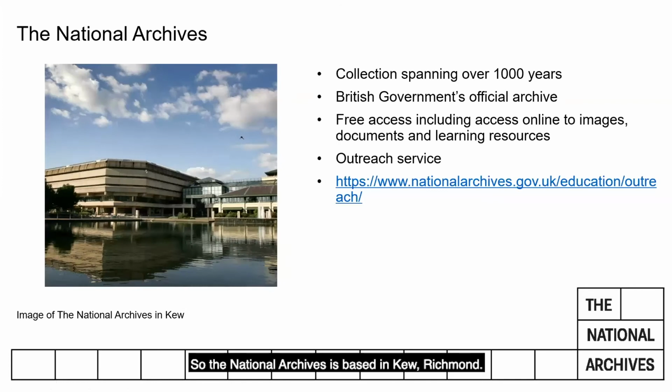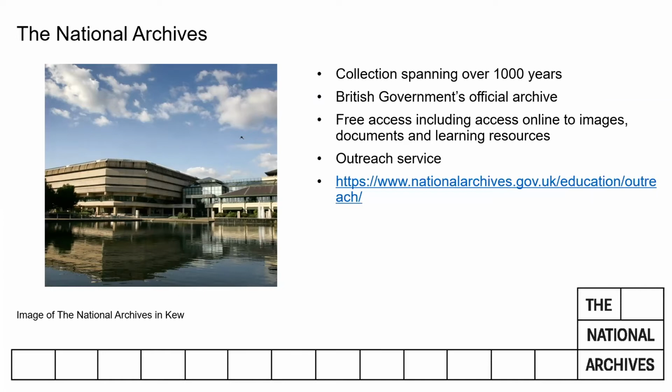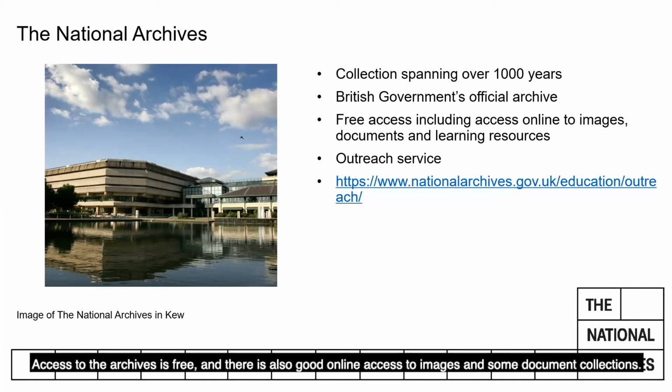So the National Archives is based in Kew, Richmond. It's the home of the British government's archive. We have documents spanning over 1,000 years of history, and they capture some of the key moments in Britain's story. Access to the archives is free, and there's also good online access to images and some document collections.